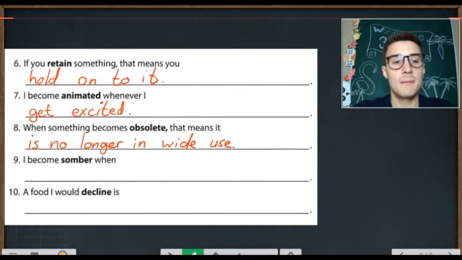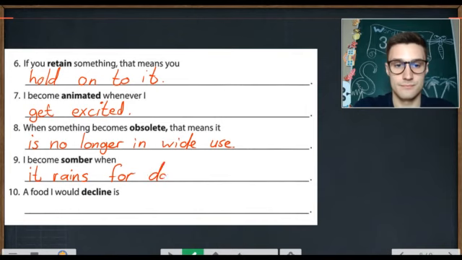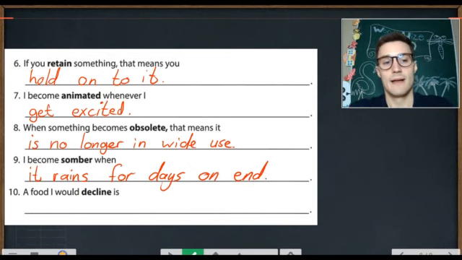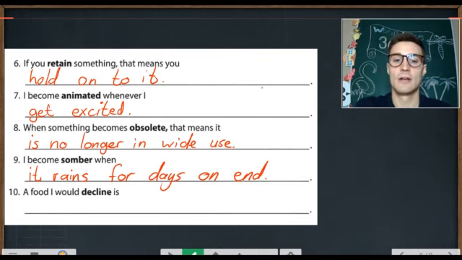That's called paraphrasing. Number 9. I become somber when it rains for days on end. On end, that means non-stop.